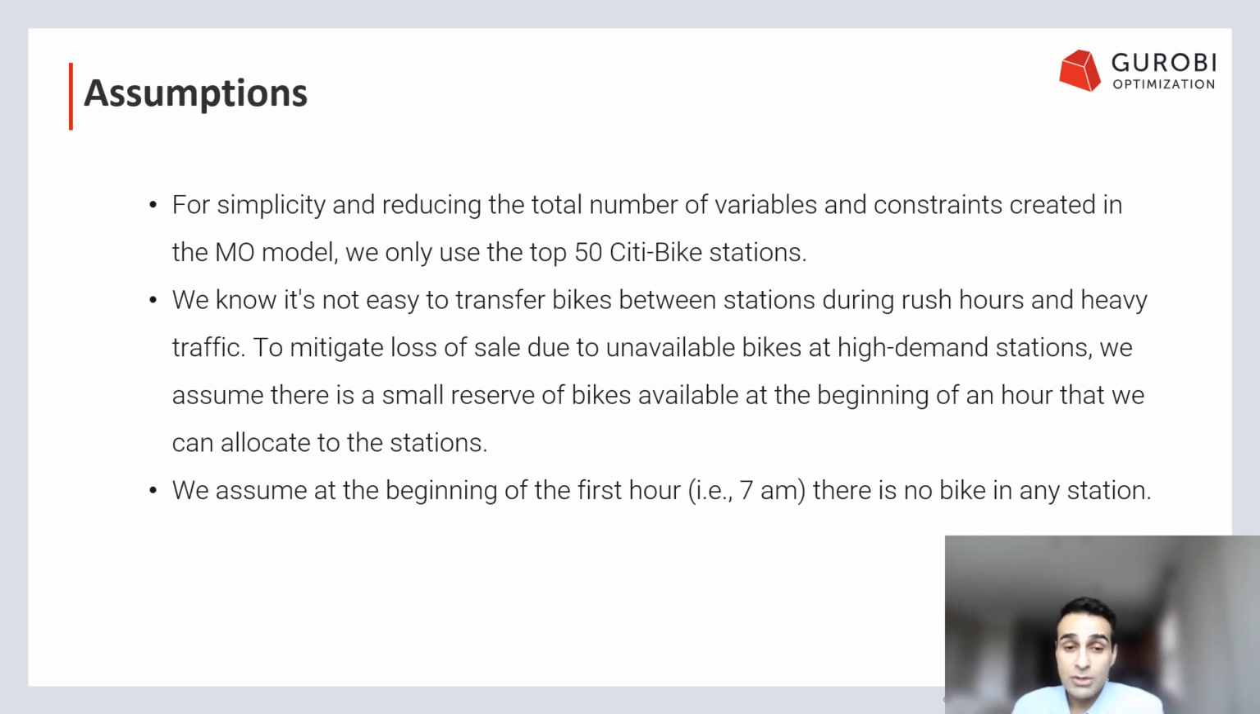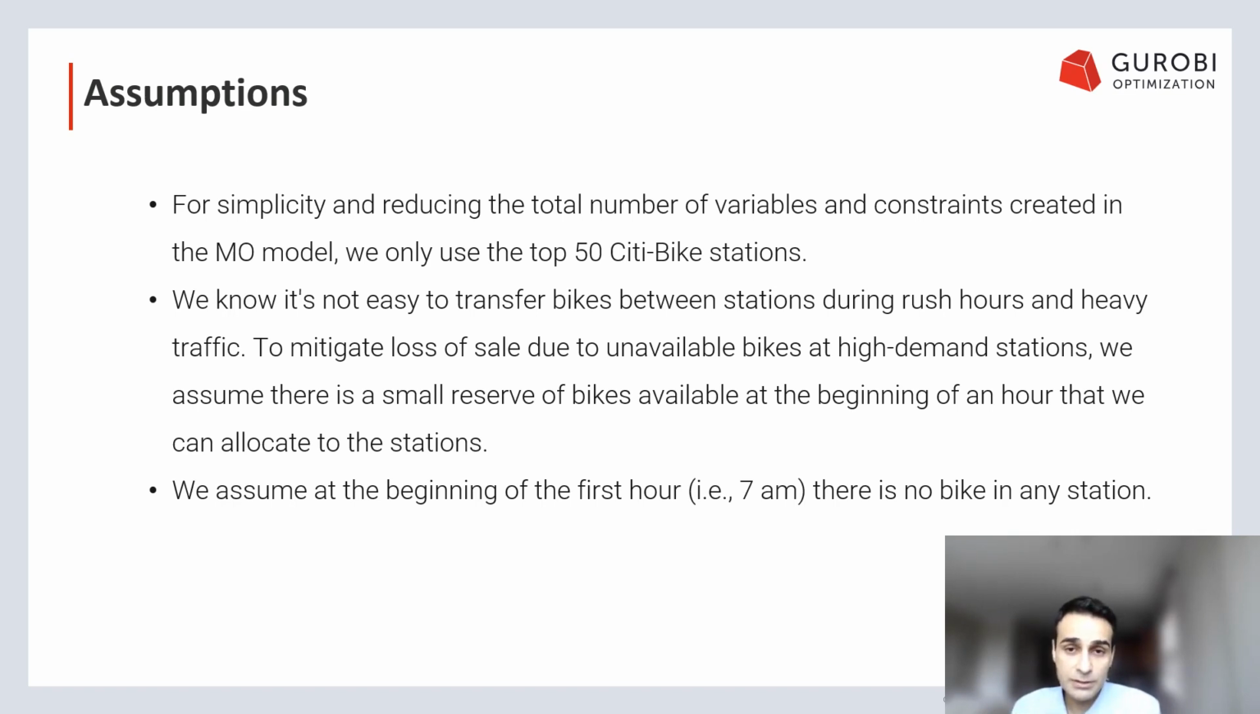Our mathematical optimization model is going to have some assumptions. The first one is we are going to only look at the top 50 stations, even though, as mentioned earlier, there are more than 1,500 stations. The reason we are only focusing on the top 50 is we want to ensure the number of variables and constraints in our model are small enough so that everyone, especially those using the Gurobi restricted license, can still run the model and follow along.